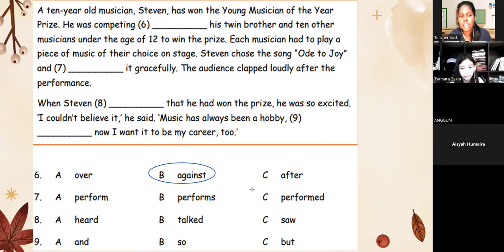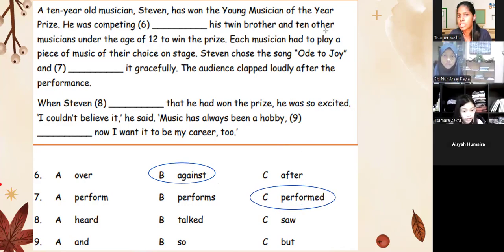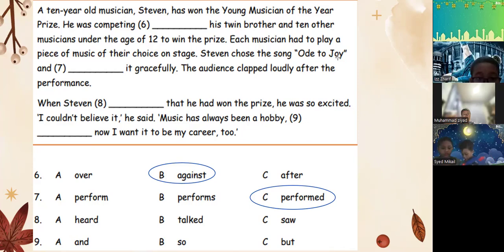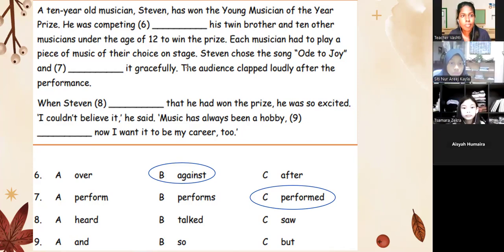Number 7, Stephen chose the song and performed. Kenapa guna ed? Kenapa tambah ed? Why? Pada lepas. How do you know it's lepas? Ada tulis kat atas tu, a 10-year-old musician, Stephen has won. Has is not. Oh, won is a past tense. Okay, good. And also in the same sentence, Stephen chose the song. Chose is a past tense. The audience clapped is also past tense. All right, very good.